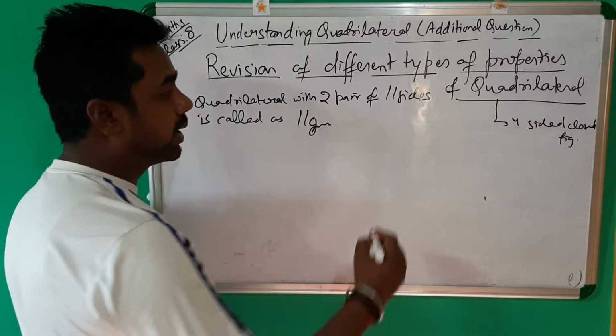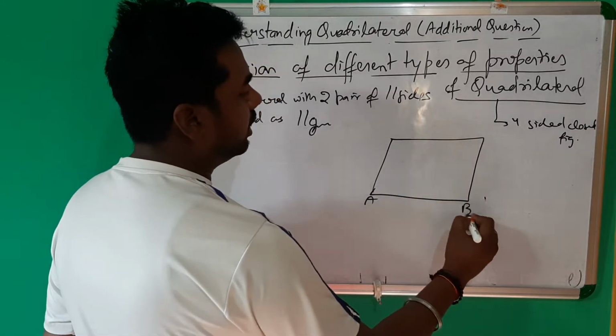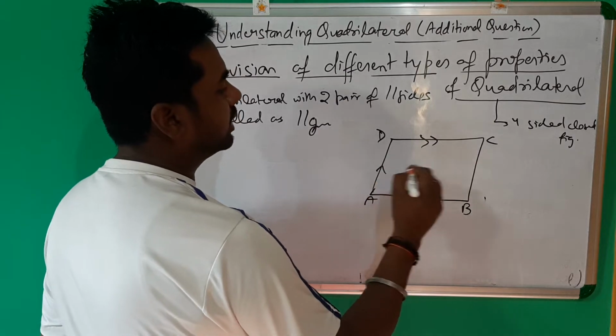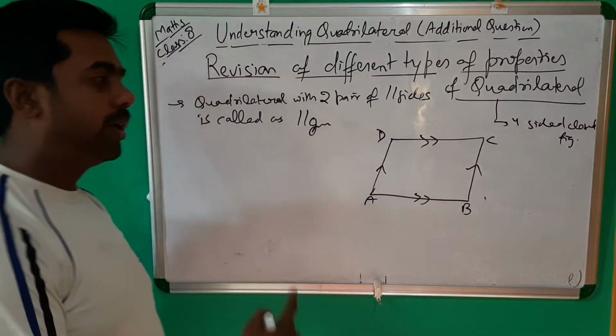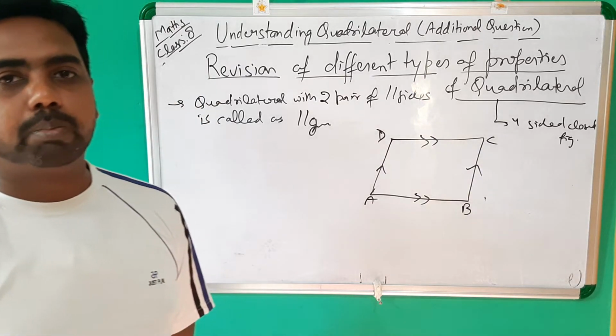Quadrilateral with two pair of parallel sides, it means opposite sides will be parallel. A, B, C, D. This side will be parallel to this side and this side will be parallel to this side. When two pair of parallel sides are present in the quadrilateral, that is called a parallelogram.